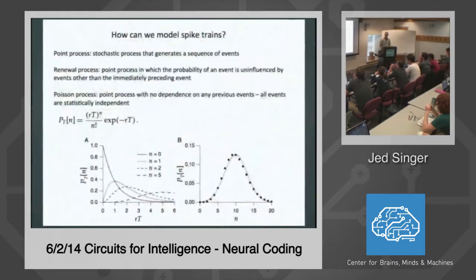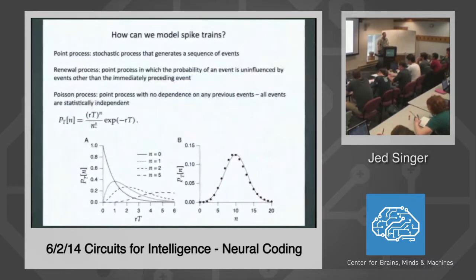So a little bit of background first. A point process is a stochastic process that generates a sequence of events. And by a stochastic process, I mean a set of random variables indexed by time. A renewal process is a particular kind of point process called a renewal process because the probability of an event is uninfluenced by anything that happened prior to a previous event. So if you're trying to figure out whether to have an event, you look only at the most recent event, and that guides you. And a Poisson process is a point process, which is a renewal process, but in fact has no dependence on any previous events.